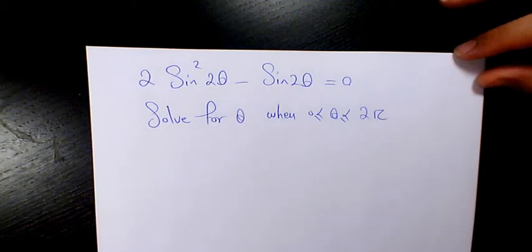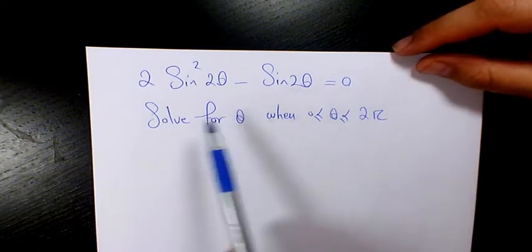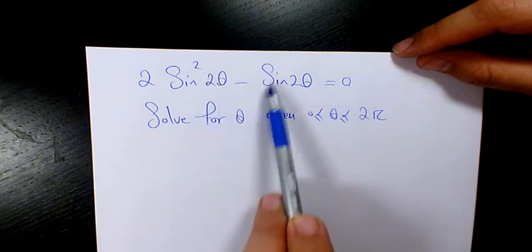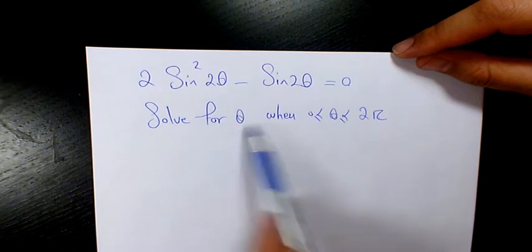Welcome to another video. In this video I want to solve this trigonometric equation, which is 2 times sine squared 2 theta minus sine 2 theta equals 0. And we need to solve it for theta when theta is between 0 and 2 pi.